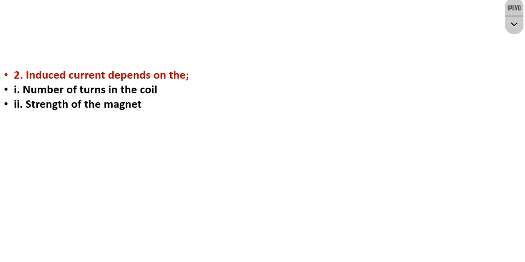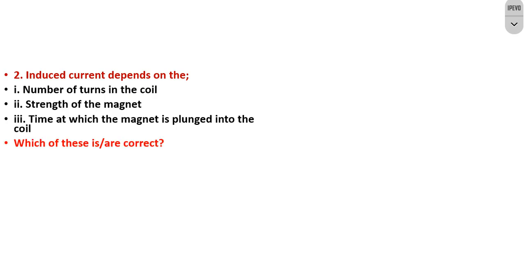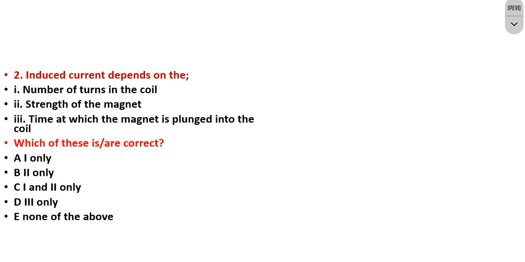Next question says, induced current depends on: one, the number of turns in the coil; two, strength of the magnet; three, time at which the magnet is plunged into the coil. Which of these is or are correct? A, I only. C, I and II only. D, I only, and E, none of the above. So the correct option here is option C.